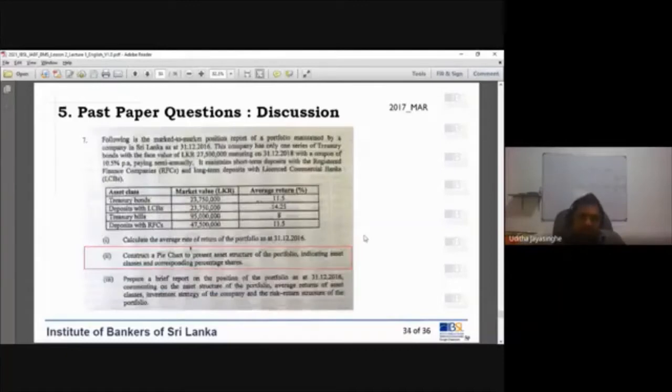17 March again. Similarly, a portfolio theory question. Construct a pie chart to present the asset structure of this portfolio, and so on and so forth.